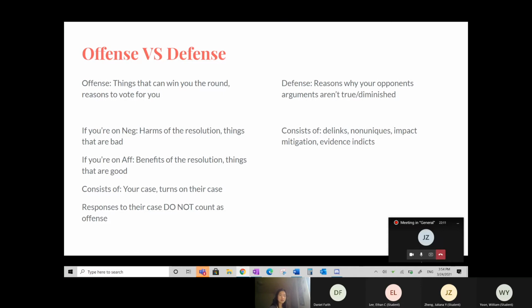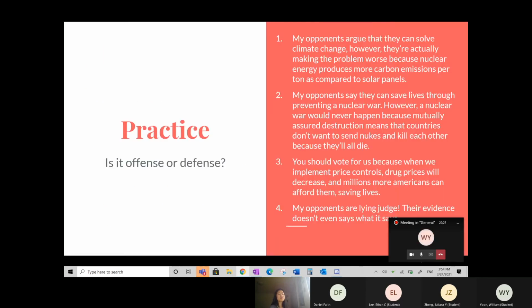Does anyone have any questions on offense versus defense? Okay, I'll take that as a no. Unless somebody does. All right, so let's practice. Is it offense or defense?